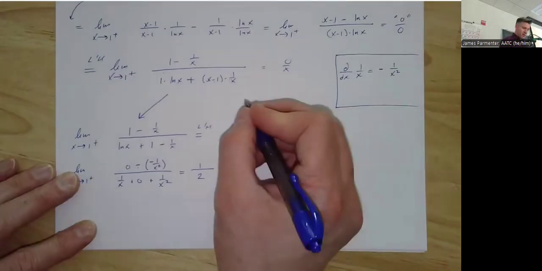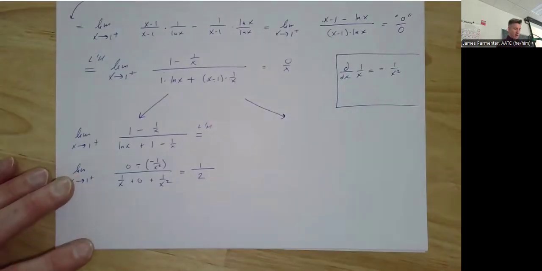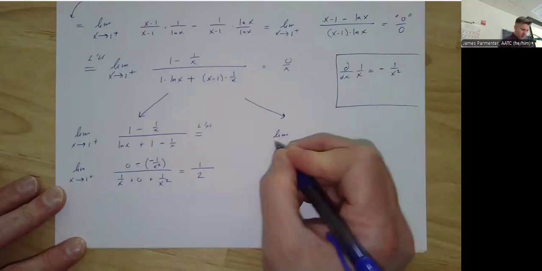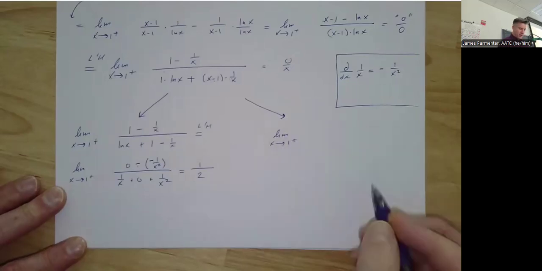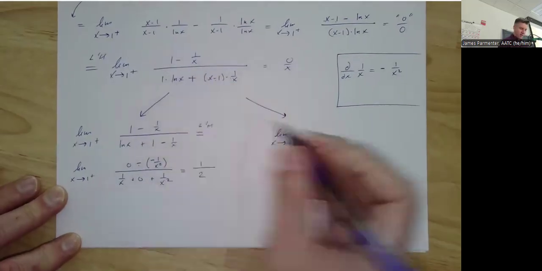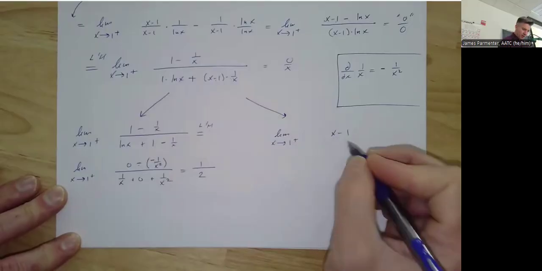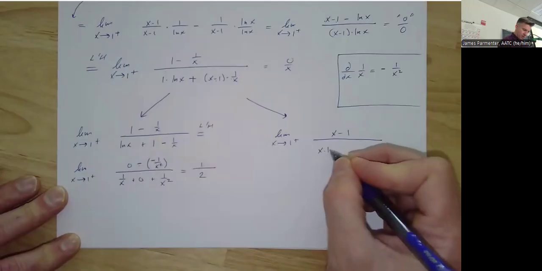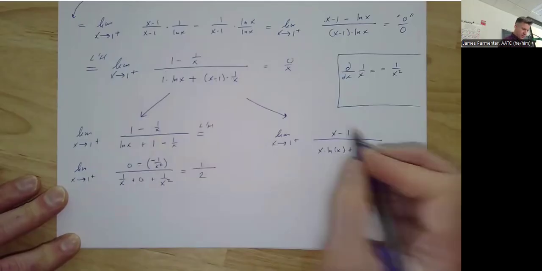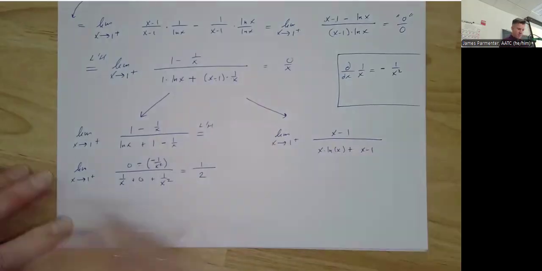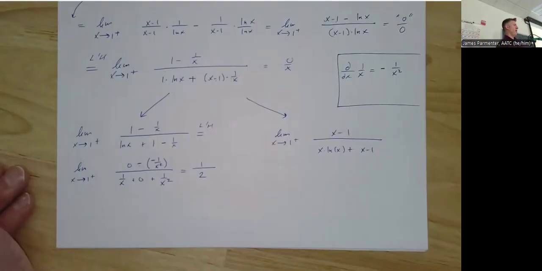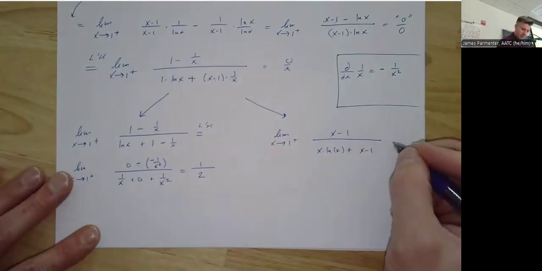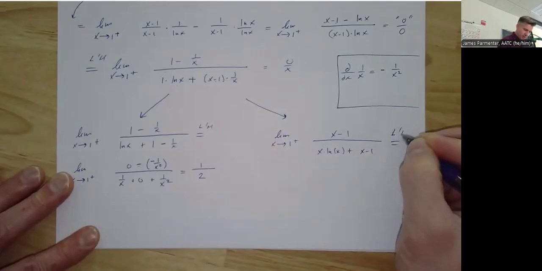What I wanted to do, and maybe this is not the best intuition, was multiply the top and bottom by x. On top, if I multiply the whole thing by x, I get x minus 1. On the bottom, I get x natural log of x plus x minus 1. Is that better? I don't know. Probably not. But sometimes your intuition just tells you to do a thing.